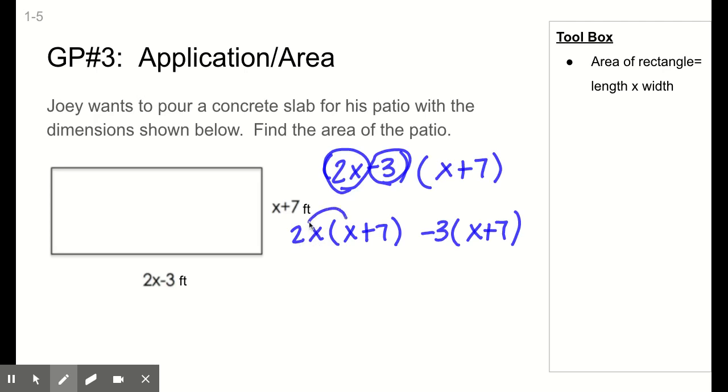So 2x times x gives us 2x to the second power. 2x times 7 gives us a positive 14x. Negative 3 times x gives us a negative 3x. So I'm going to stack that here with our other x term. And the last one is negative 3 times 7, which gives us a negative 21.